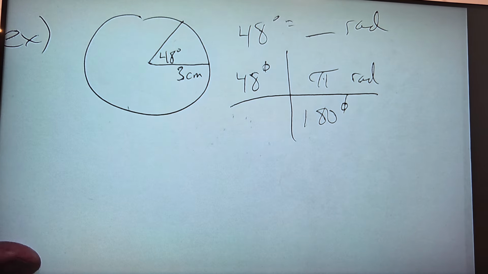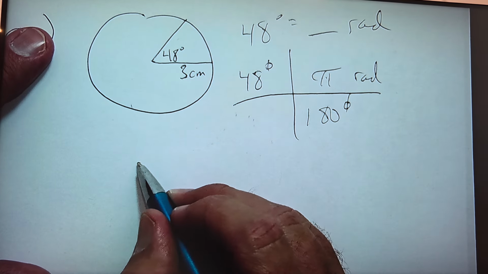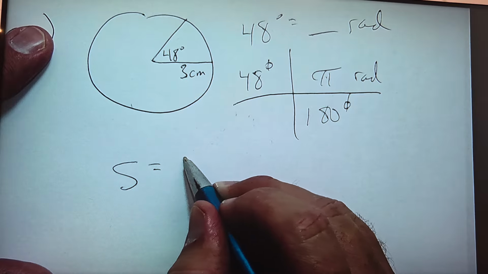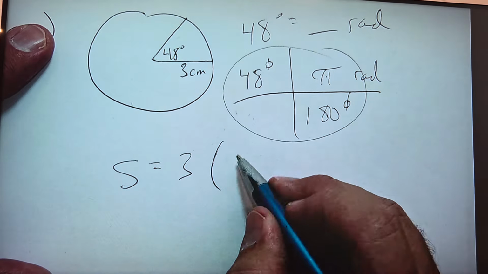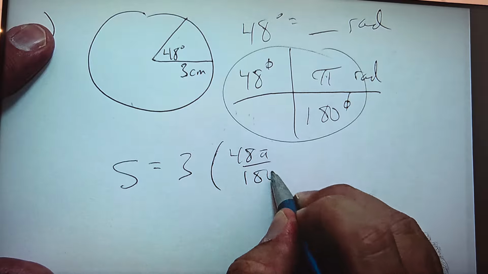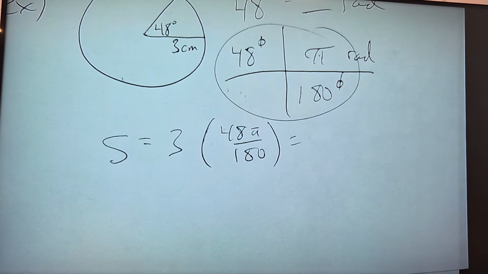Now, real quick, watch what I'm going to do. The arc length is radius times angle. And I'm just going to throw all that in my calculator. Because the question wasn't convert 48 degrees to radians. The question was, what's the arc length? So I don't care what 48 pi over 180 is. I'm just going to throw it in because it's the angle. What is that going to be, Jeff? Let me see. 2.58, maybe? Did I do that right?